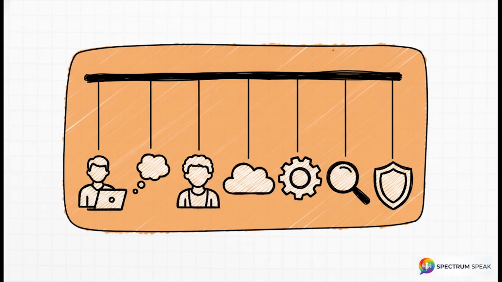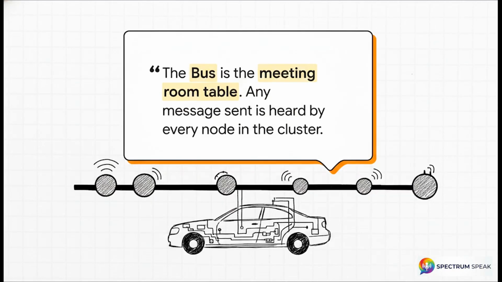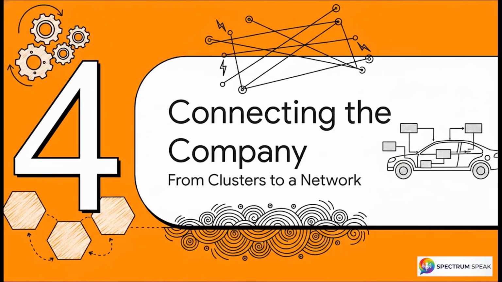And the way they all talk to each other is by connecting to a shared wire, which is called the bus. And just like that, you've got a department meeting. A cluster is born. Now, this is the really critical part, that bus. It's like the table in a meeting room. When one node speaks, it puts its message out on the bus, and every other node in that cluster hears it. They might not all care about that specific message, but they all receive it. It's a group conversation.